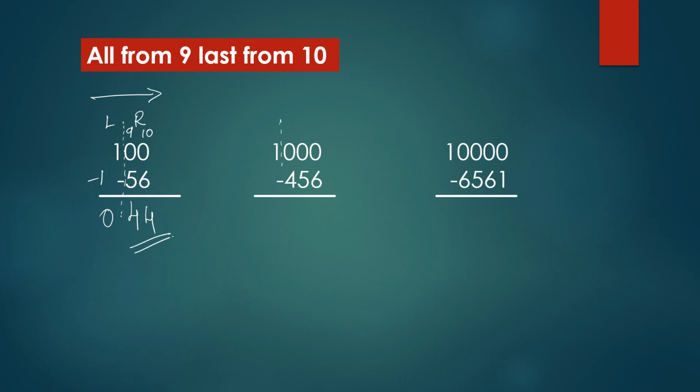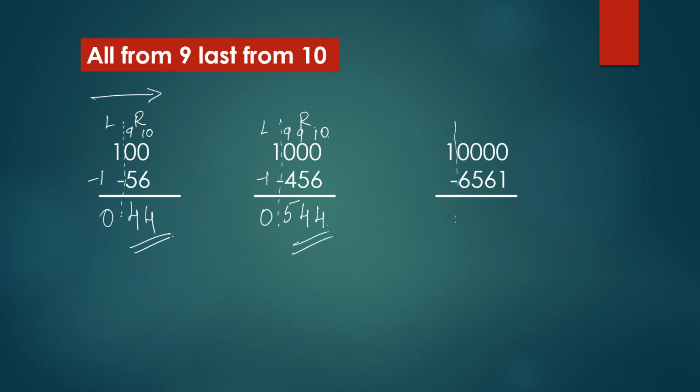Let's see the second example. Again divide it into two parts, left and right. 1 minus 1, 0. All from 9, last from 10. 9 minus 4, 5. 9 minus 5, 4. 10 minus 6, 4. Next.